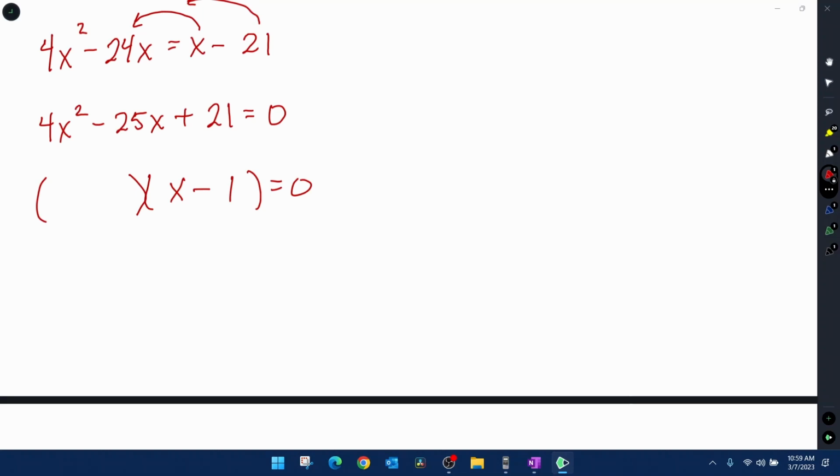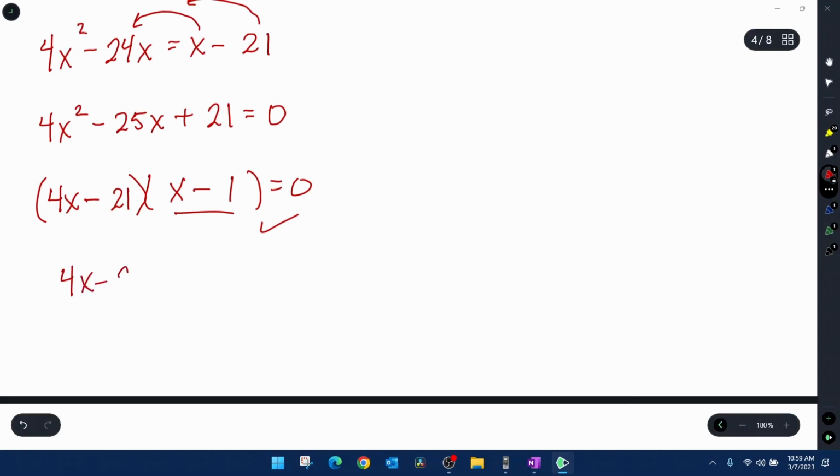Yeah. And now it should be pretty easy to come up with the other factor. It's going to have a 4x. It's going to have a 21. And the sign is going to have to be negative, so that a negative times a negative makes a positive. So x minus 1, we already have that point, right? We need to focus on the other one.